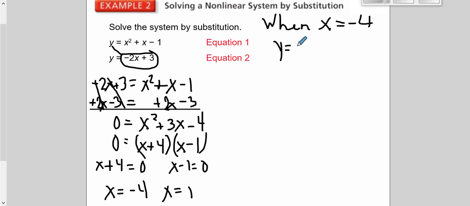Y equals negative 2x plus 3. I'm taking out the x. Put in your x. So what's y? Negative 2 times negative 4 is positive 8. 8 plus 3 is 11. So one of our answers is negative 4, 11.